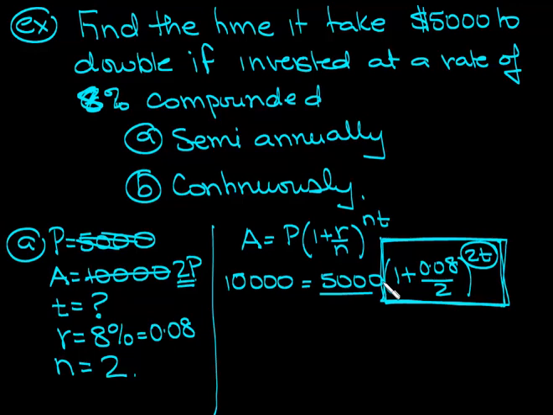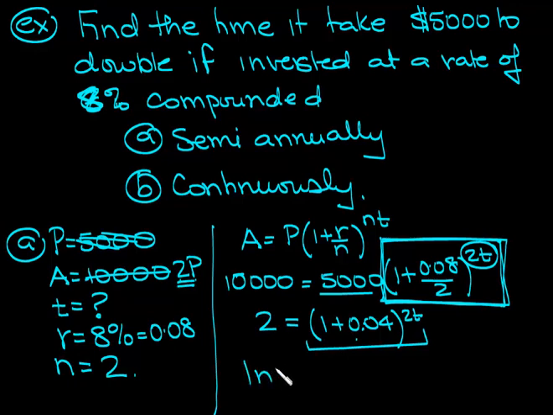This is attached by multiplication, so I'm going to start by dividing both sides by 5,000, so we get 2. When I divide this side by 5,000, it'll cancel. So we get 1 plus 0.04, raised to 2t. Now that we've isolated the exponential number, this is the base, this is the exponent, so that's my exponential number. Now I can introduce logs. I get ln of 2 is equal to ln of 1.04 raised to 2t.